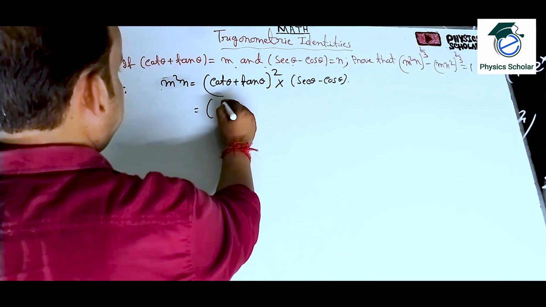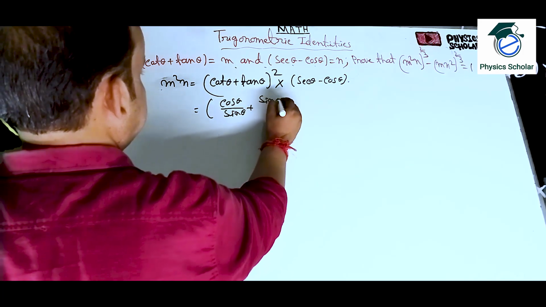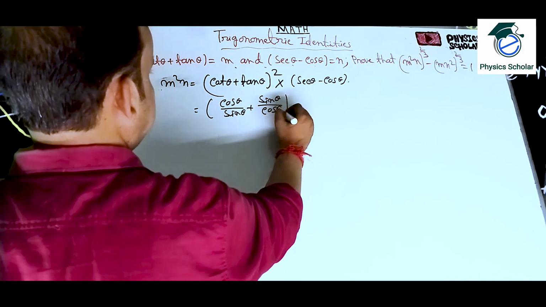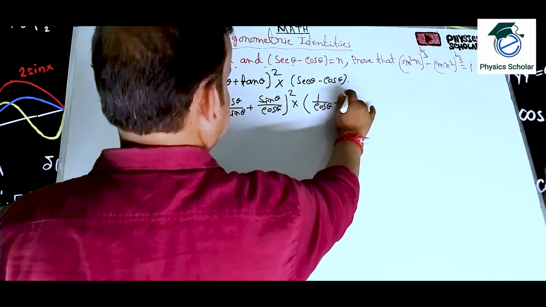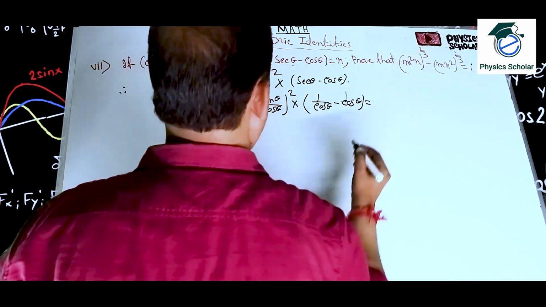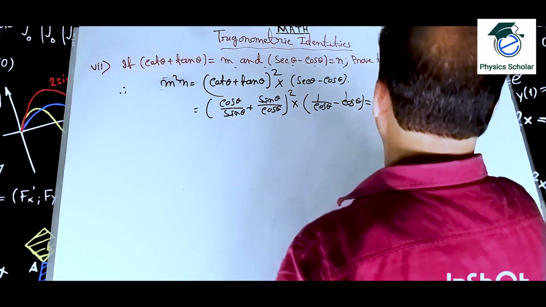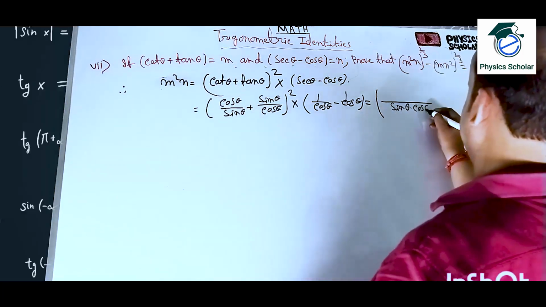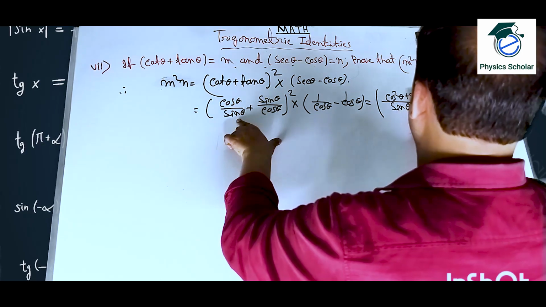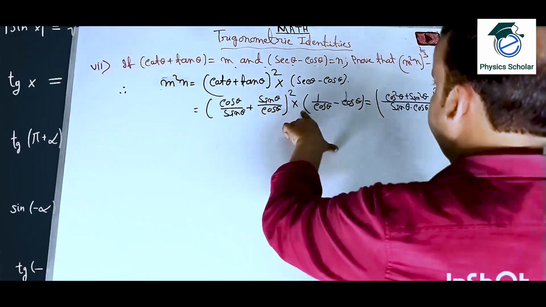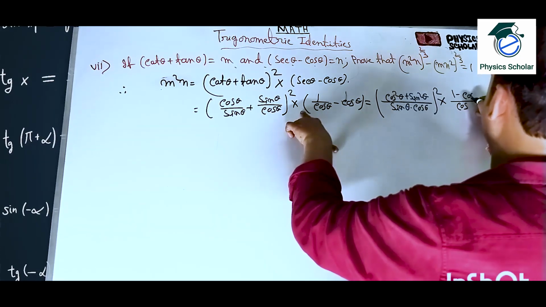So cot means cos theta by sin theta, plus tan means sin theta by cos theta, whole square, into sec means 1 by cos theta minus cos theta. Clear? So what can we write here? Sin theta cos theta will be the LCM. So it will be cos square theta plus sin square theta, that whole square, into cos theta will be the LCM, so 1 minus cos square theta.